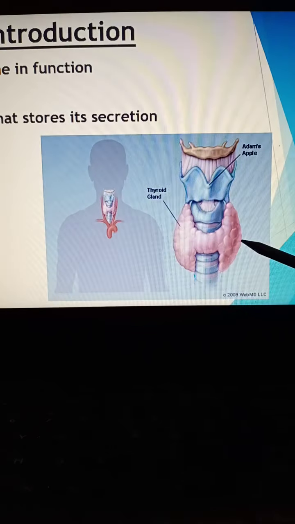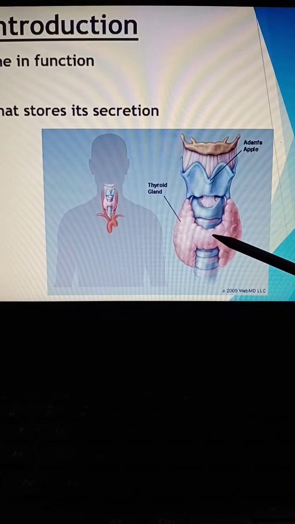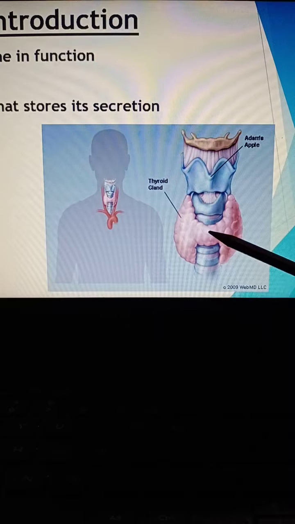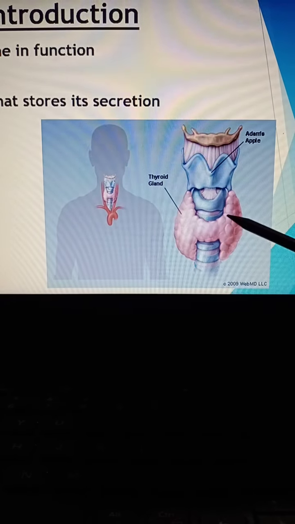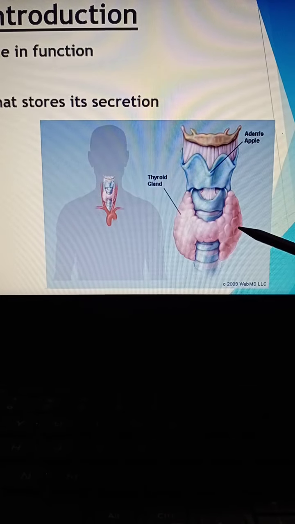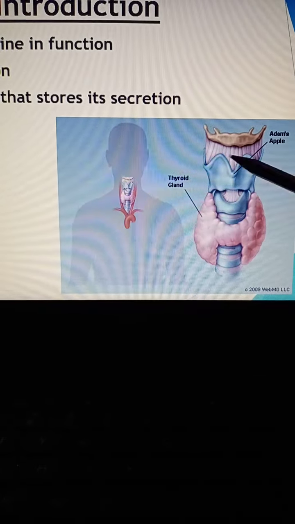The two lobes of this thyroid gland are connected with each other by an isthmus. This center part is called the isthmus, in front of the trachea. This is the trachea where this gland is present. So in the region of the neck, you will get this gland, that is the thyroid gland.